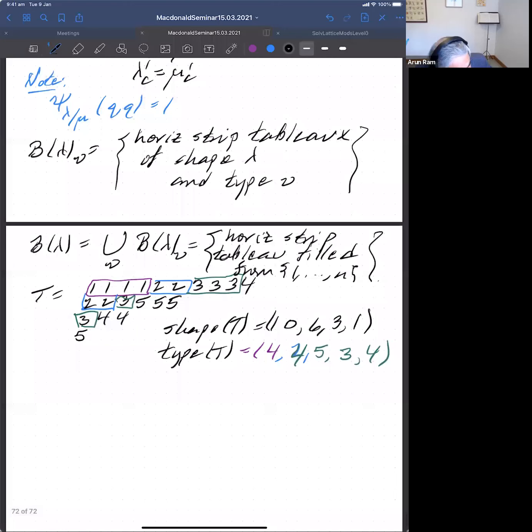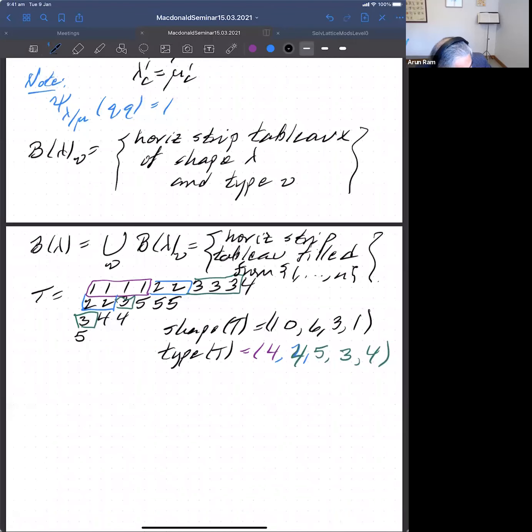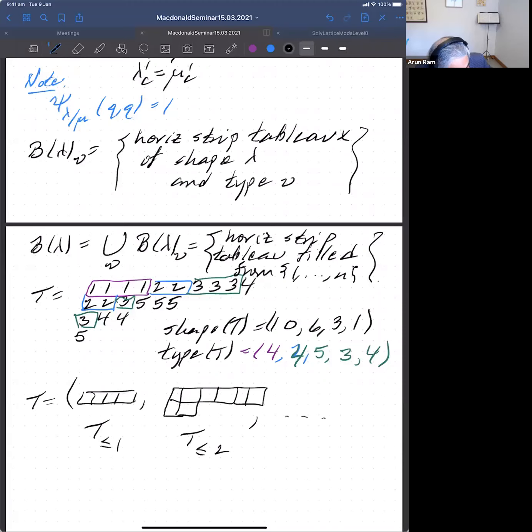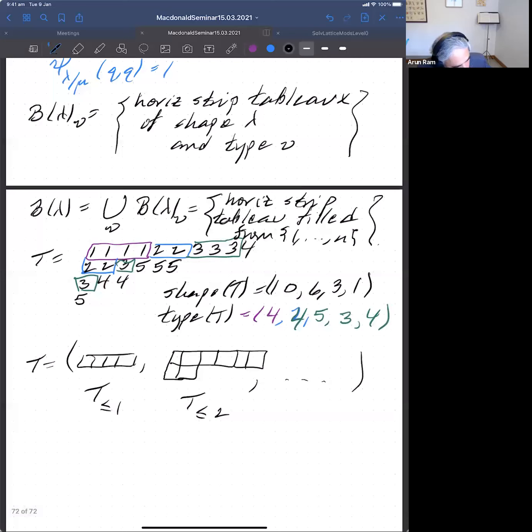Okay, so of course I can think of a tableau as a sequence of horizontal strips. So first I have the ones, and then I add to the ones, I have this many boxes after, so this is all the boxes less than or equal to 2. This is all the boxes less than or equal to 1, and so on. So I can always build a sequence of shapes, and the sequence of shapes is equivalent to the horizontal strip tableau. This is essentially the same data as what's sometimes called a Gelfand-Tsetlin pattern.